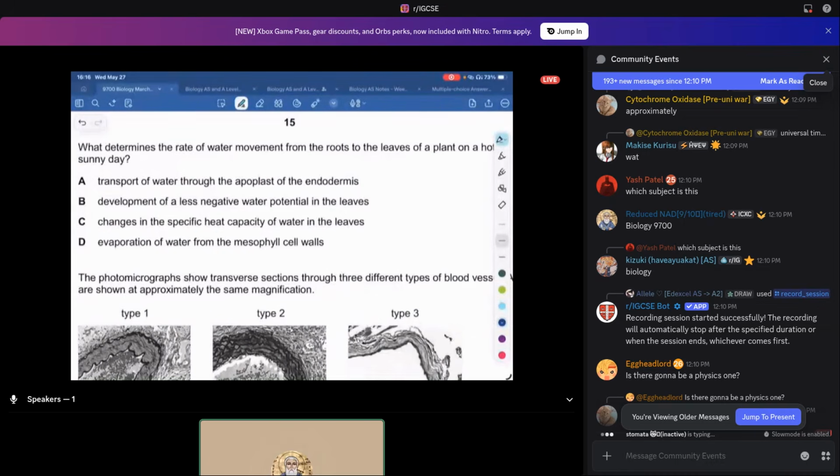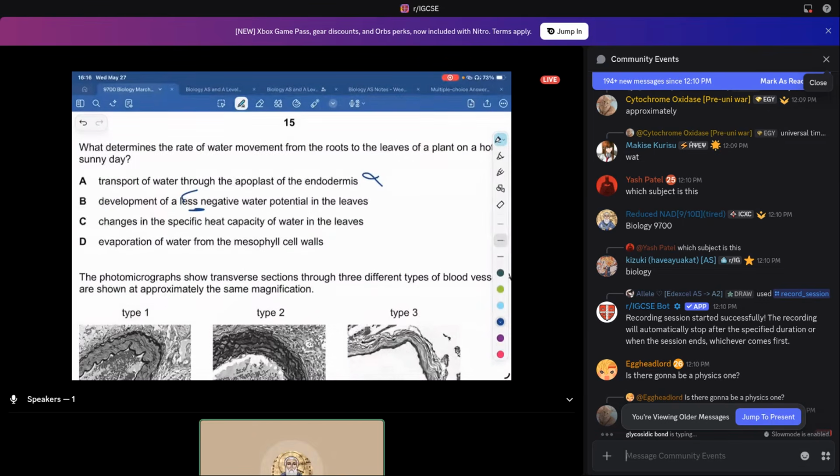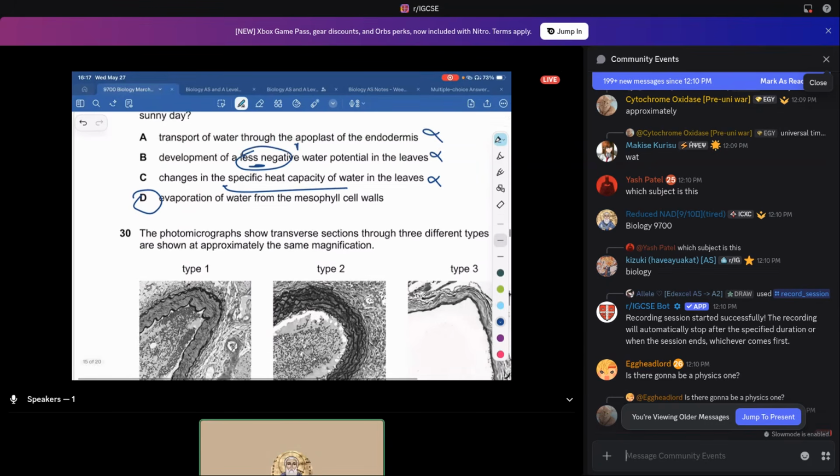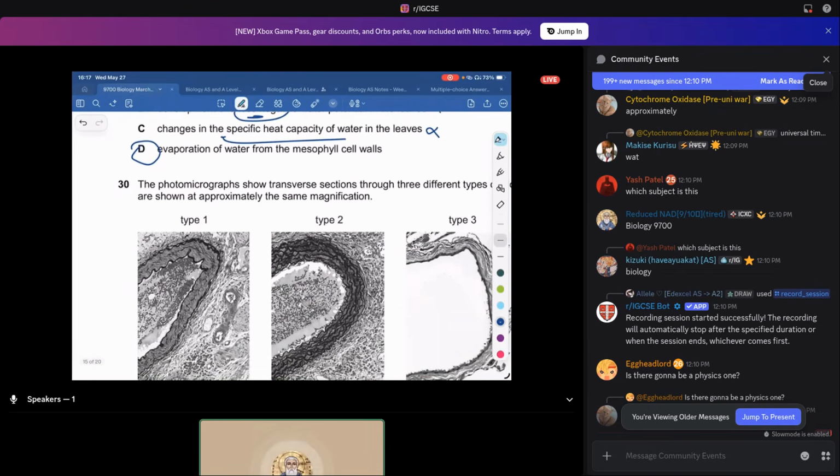This is by transpiration pull, so anything that increases the rate of transpiration will also increase the rate of movement. Do they apoplast? No, doesn't matter. Less negative water potential in the leaves. Less negative means a higher water potential. So why would water move from the roots to the leaves? Rather the opposite. We know that water moves from high to low, so it would move down, not up. So B is wrong. Changes in the specific heat capacity of water, that has nothing to do with it, and the evaporation of water from the mesophyll cell walls, that's the definition of transpiration. If transpiration increases, transpiration pull increases, and water movement increases.